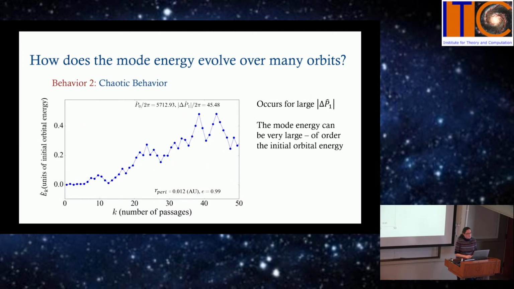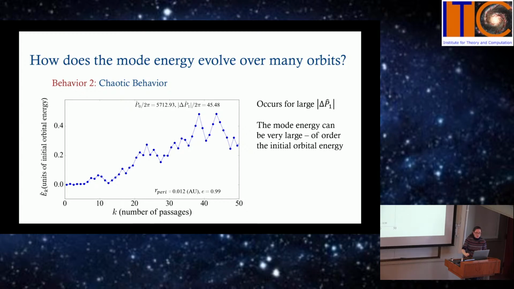And the last is chaotic behavior. It's also labeled there. But this occurs for a large phase shift. This is the situation where, when the planet comes around again, you could model the phase of the oscillation as being random. So in this case, you have diffusive growth in the amount of energy that's in the planet. This is a way to very rapidly take energy from the orbit and funnel it through the planet.